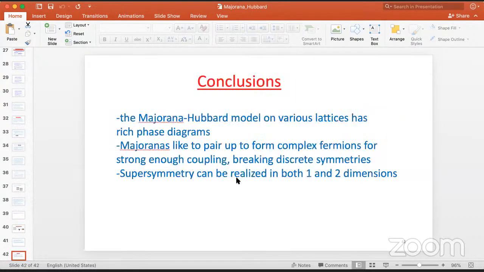So now let me finally come to my conclusions. So the Majorana-Hubbard model in various lattices has rich phase diagrams. Majoranas like to pair up to form complex fermions for strong enough coupling, at least in the one-dimensional case or the square lattice case. And these break discrete symmetries. And supersymmetry can be realized in both 1 and 2 dimensions, either in the one-dimensional case or in the 2-dimensional square lattice case. Okay, so I'll stop there and take any questions.